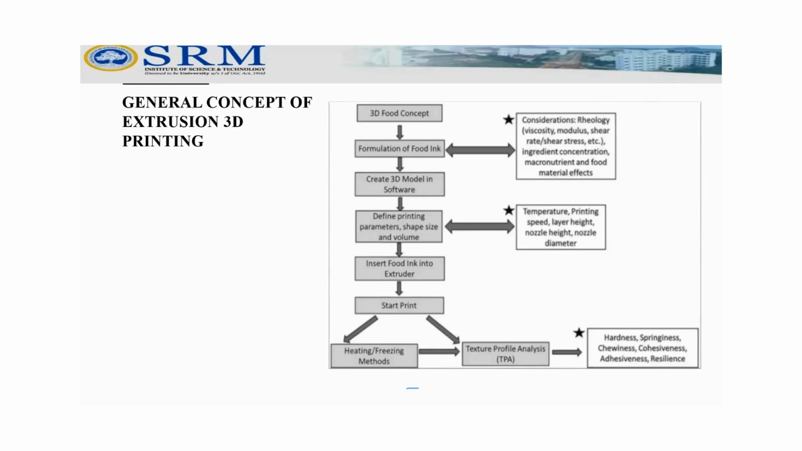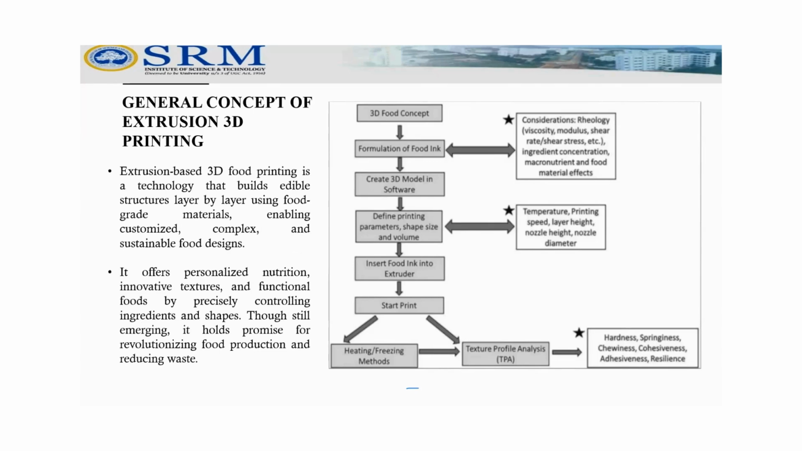Then we need to define the printing parameters with respect to size, shape, and volume, the temperature, printing speed, layer height, nozzle diameter, speed, everything. Then we have to insert the food ink into the extruder. Once printing has started, we will get a 3D product through a heating or freezing method. Then we have to check the texture profile of the product, whereby we will get the extruded 3D printed product.